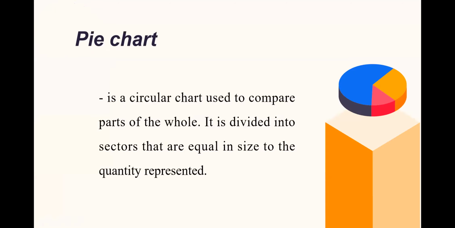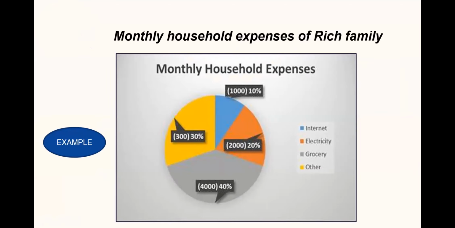Next, how about a pie chart? Yes, you are very much familiar with pie chart, like pizza. So pie chart is what? It is a circular chart used to compare parts of the whole. It is divided into sectors that are equal in size to the quantity represented, like this. Example is the monthly household expenses of a rich family. So based on this one, the 40% is from the grocery. The 10% is from what? From the internet. The 30% is from others, and lastly the 20% is from electricity. So that is what they call pie chart.